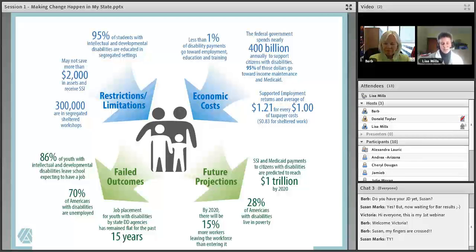It's very expensive and it produces really poor outcomes for people. There's a whole series of statistics on this slide, and I won't go over every one, but when you take it together, we really need a major systems change.